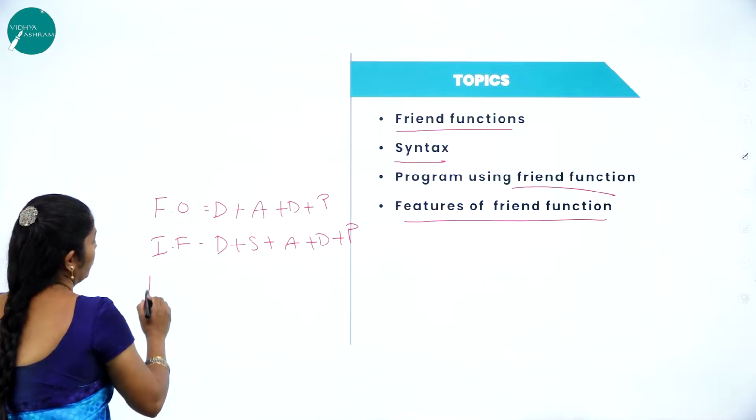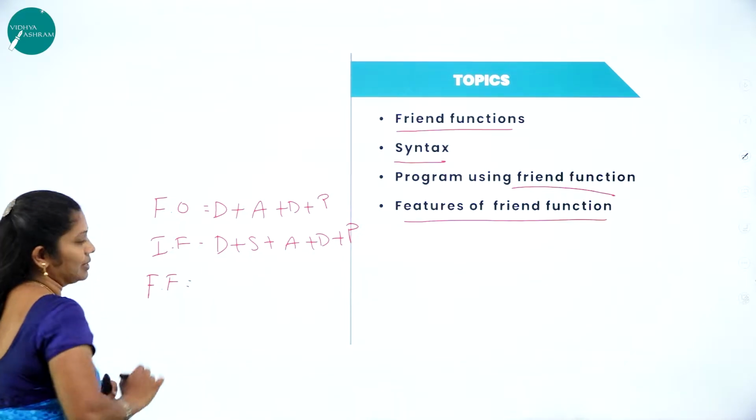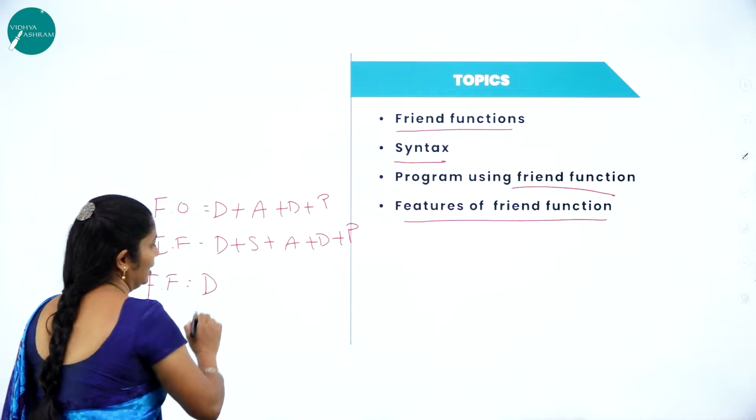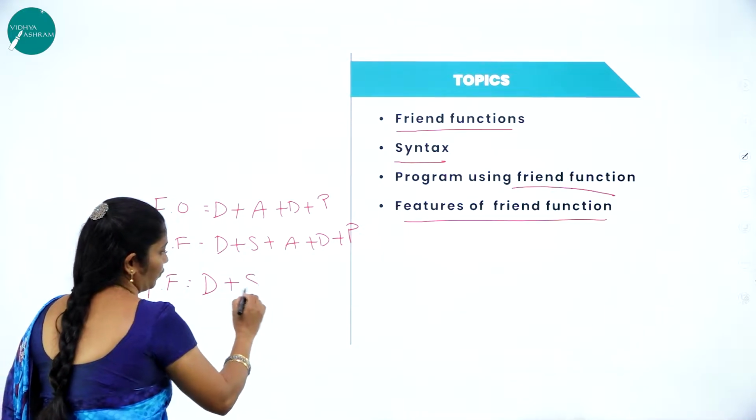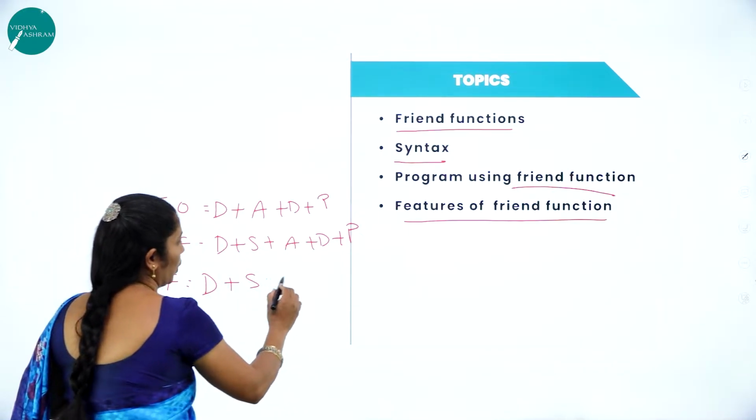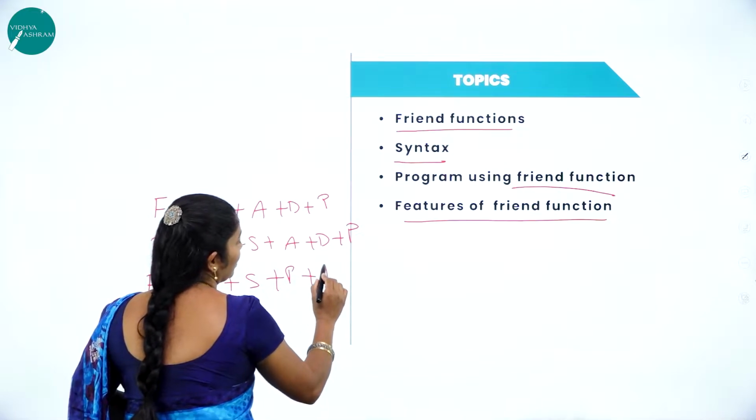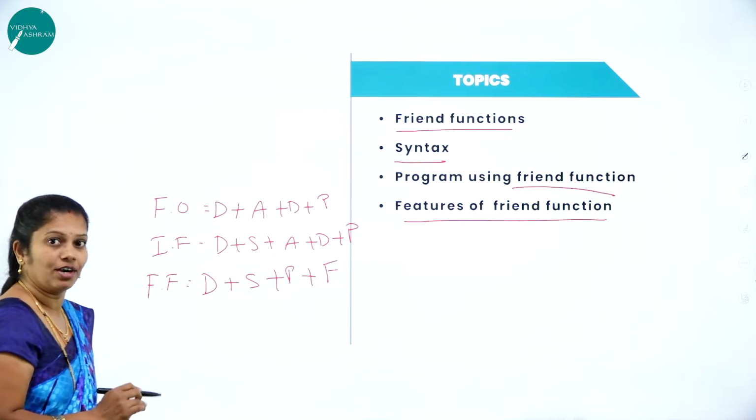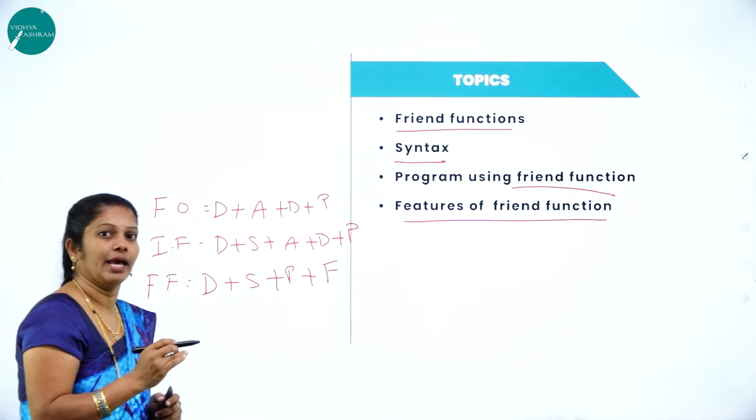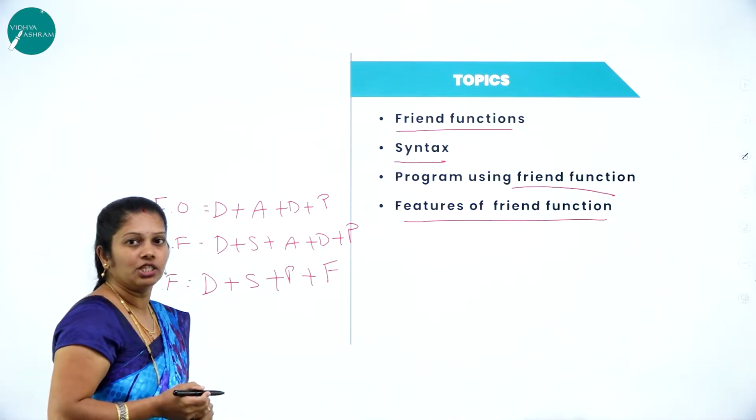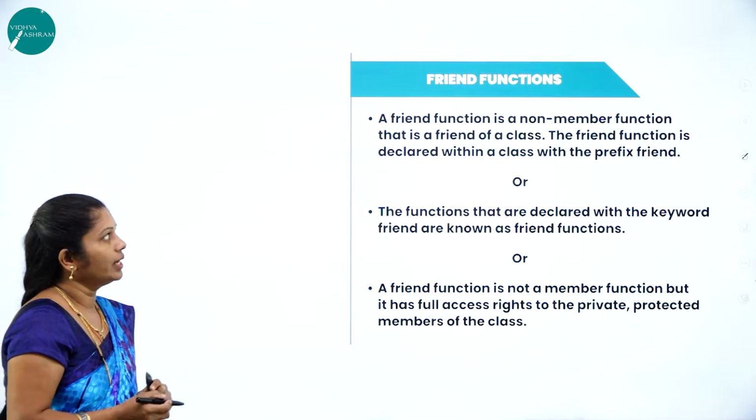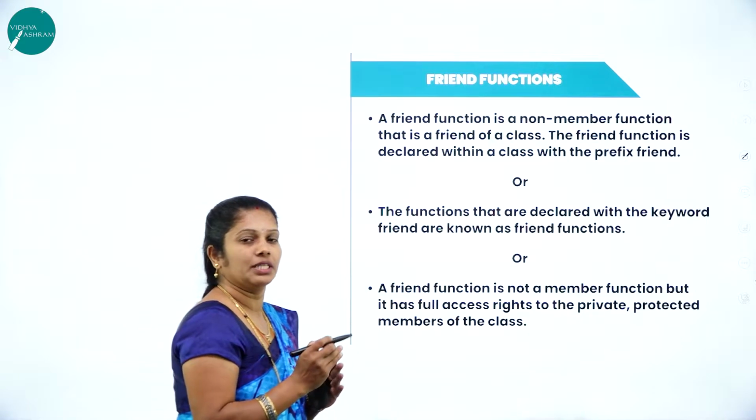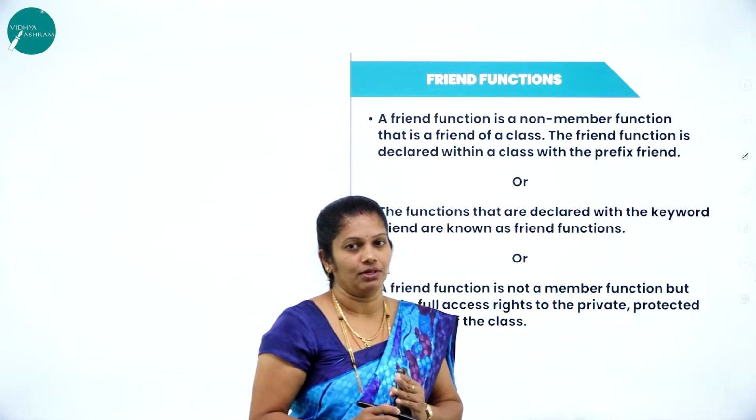But for friend function, you only have to study the definition, then the syntax of a friend function, with that one program, as well as the features of friend function. Then only you will be able to answer the question on this particular chapter. What do you mean by friend function? What are the main advantages of using friend function?